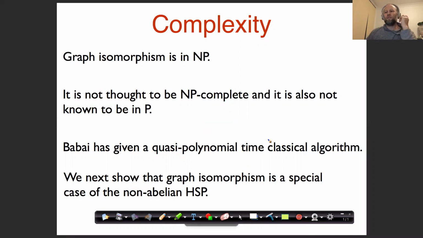Okay, so graph isomorphism is a very interesting problem for these reasons. It's intermediate between P and NP. It's not known to be in P. And it's also an example of a hidden subgroup problem. So a non-Abelian hidden subgroup problem, and a hidden subgroup problem that we don't know how to solve efficiently quantumly, you know, in polynomial time.